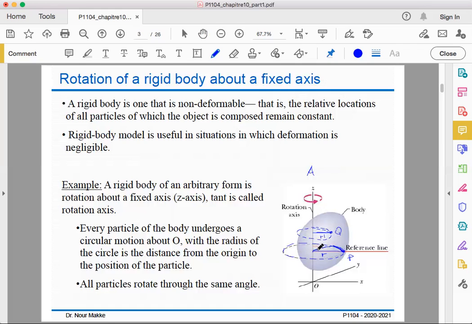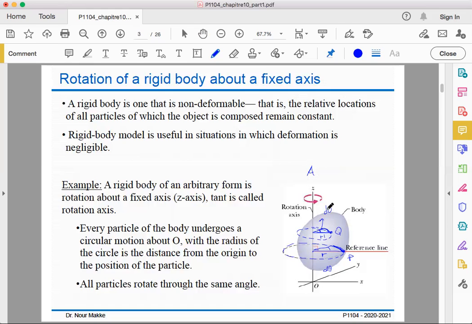Okay, and it will travel this arc of circle, and this angle would be the angle through which it has rotated, d theta. And in the same way, if you look at Q, you will also see that Q also travels along this circle, a given arc of the circle, and it will also rotate through the angle d theta.